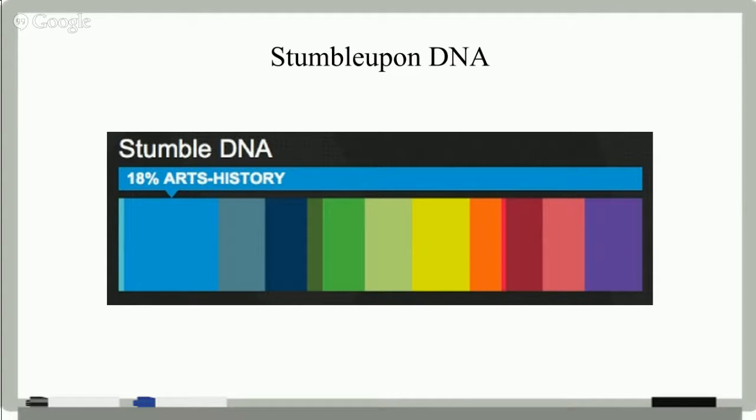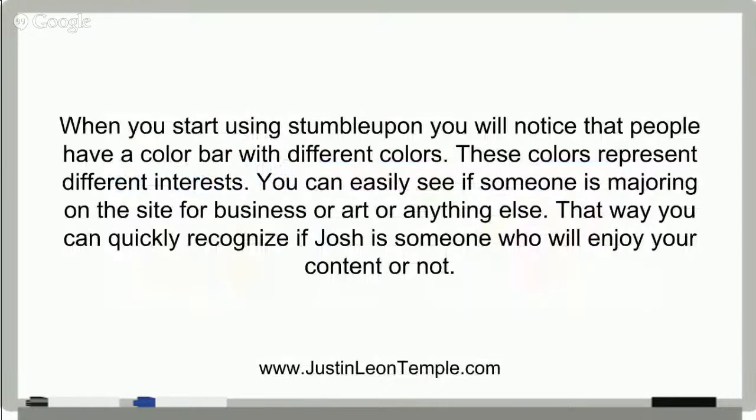So next is Stumbleupon DNA, and it looks a little bit like this. When you start using Stumbleupon, you will notice that people have a color bar with different colors. These colors represent different interests. You can easily see if someone is majoring on the site on the business side or the art side or anything else. So that way you can quickly recognize if someone will enjoy your content or not based on what you're posting. So they make it really easy.